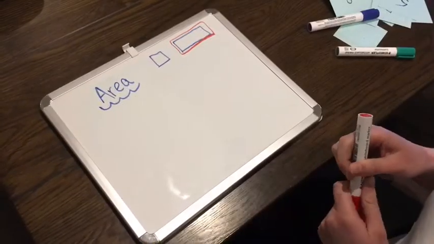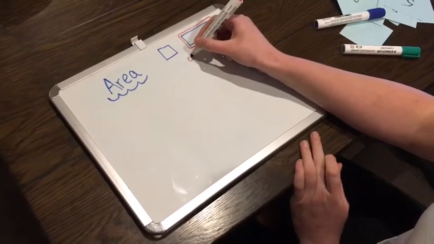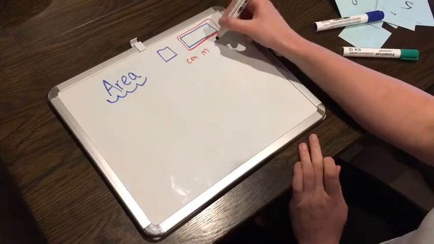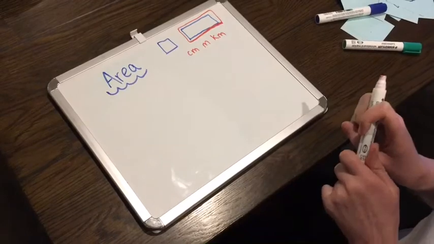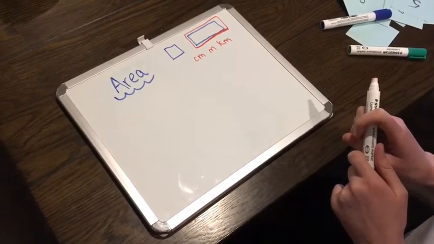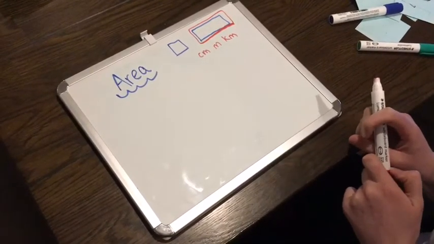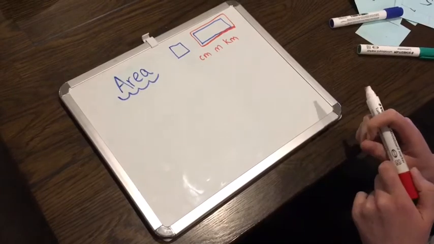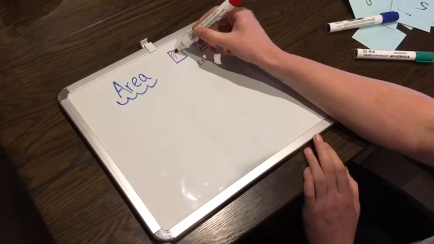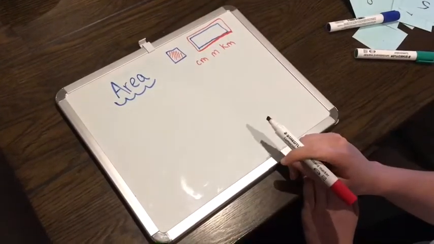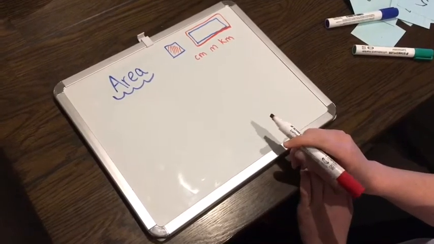So remember, perimeter can be measured in many different units of measurement. We have centimetres, metres, or even kilometres if it's an oval or playing field. So today we're going to learn about area. Can anybody tell me what they think area means? Okay, so when we talk about area, it is the space that's inside of the 2D shape that we have, okay? So let me explain that a bit better.